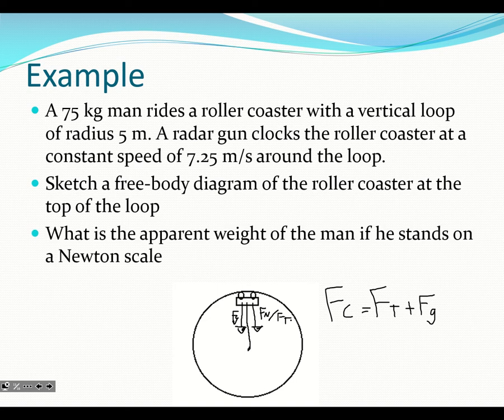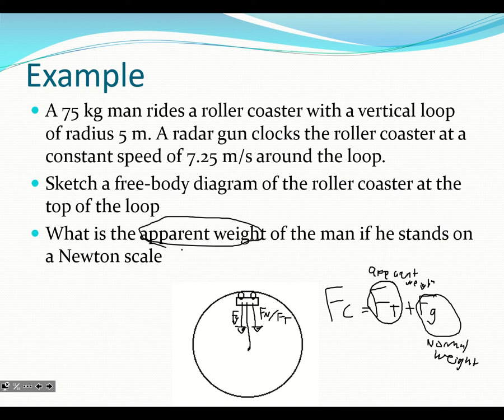What is the apparent weight of the man if he stands on a Newton scale while going upside down on a roller coaster? So this is our apparent weight, and this is our normal weight. Right? So we have apparent weight and we have a normal weight, and we want to find the man's apparent weight. So let's do this question.